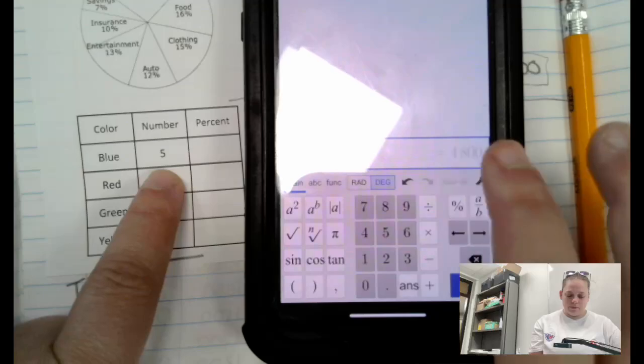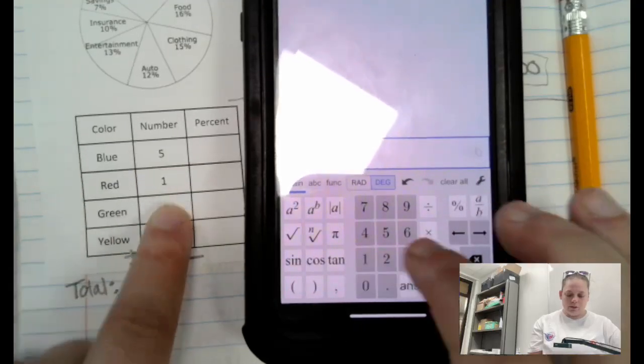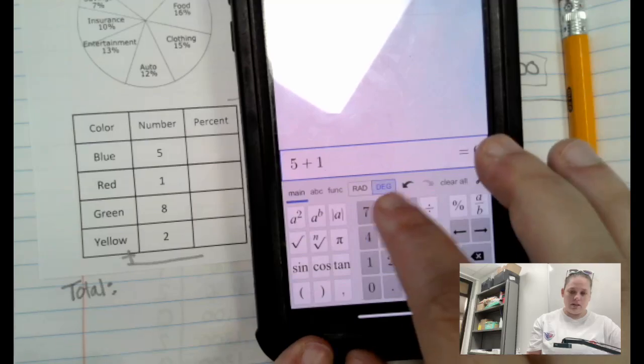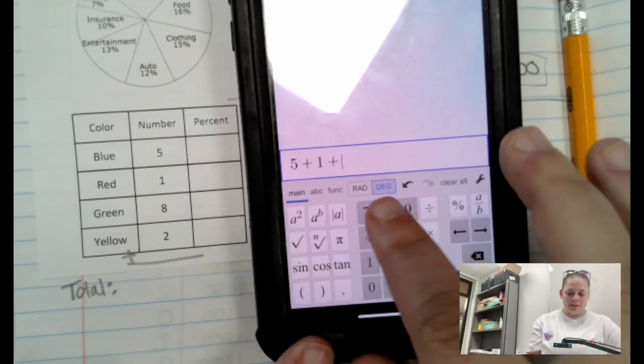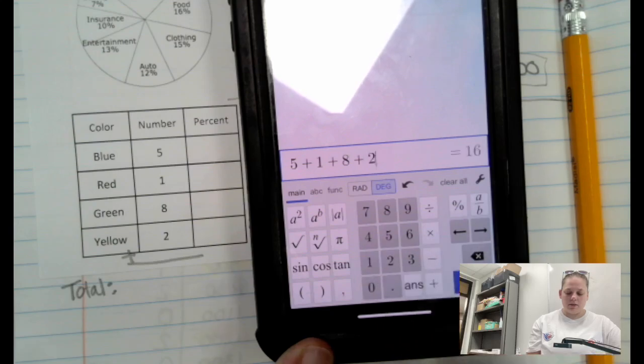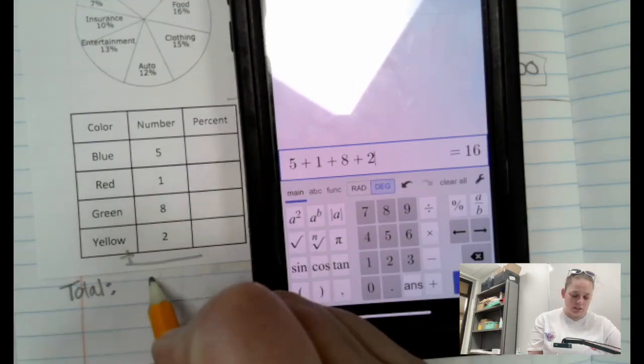5 plus 1 plus 8, whoops. Got 18 in there, plus 8, plus 2. Oh my goodness. There we go. And we get 16. So we have 16 total.